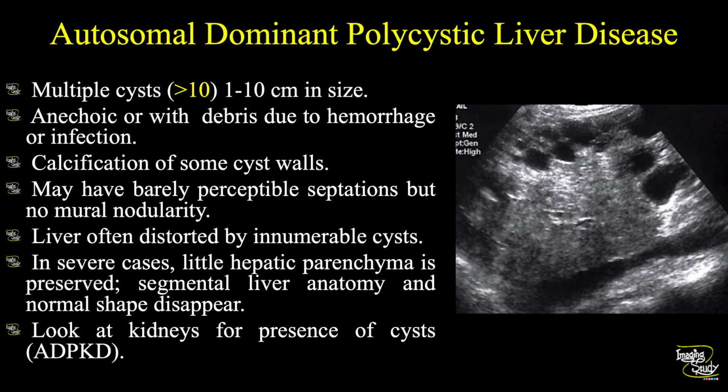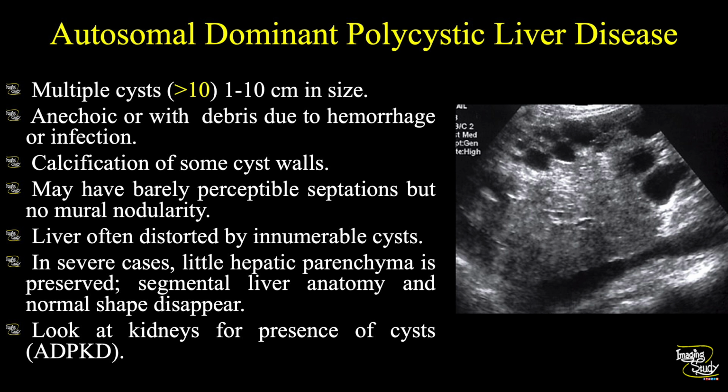Let's talk about the polycystic liver disease. Well, it might be autosomal dominant or recessive. The recessive one is present in children with a very poor prognosis if you don't do the liver transplantation. We commonly get the autosomal dominant one, which is usually present in adult patients.